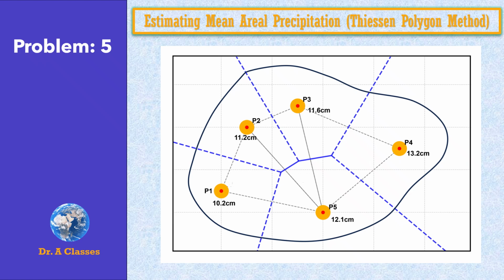Solution to the problem 5. The diagram shows 5 rain gauge stations P1, P2, P3, P4 and P5, each recording rainfall between 10.2 and 13.2 centimeters. The dashed lines represent the Thiessen polygon which divide the catchment so that each station's polygon covers the area closest to it. These polygon areas will be used to assign area weights to each station's rainfall, allowing us to calculate the weighted average precipitation for the entire catchment.